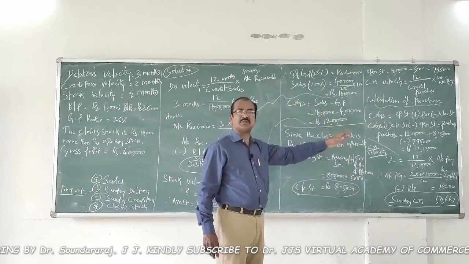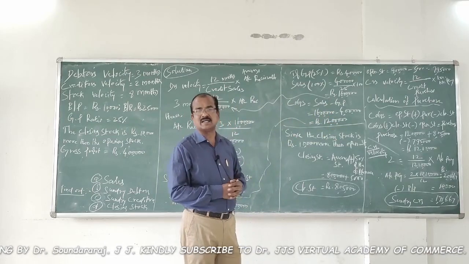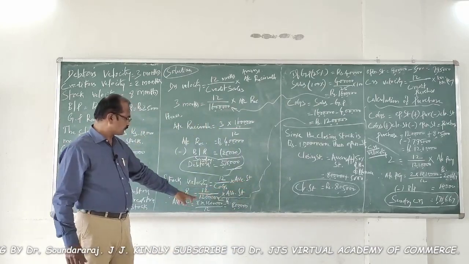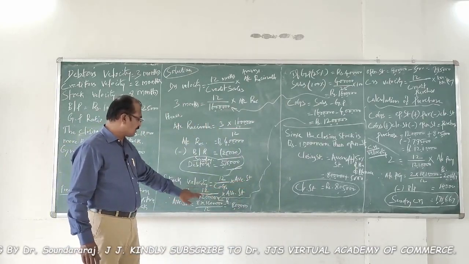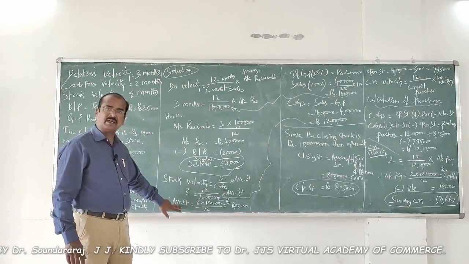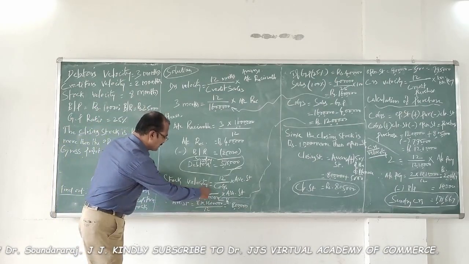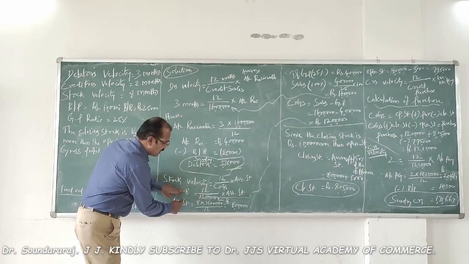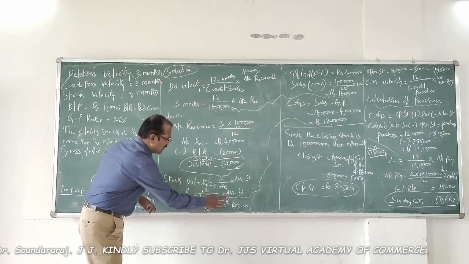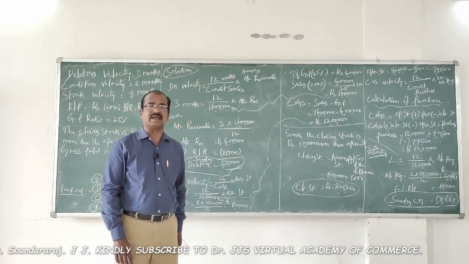So 16 lakh rupees minus 4 lakhs gross profit, which is given in the problem. What is the answer? 12 lakh rupees is the cost of goods sold. That is what I have made use of here. So 8 is equal to 12 divided by 12 lakhs into average stock. So mathematically it could be rewritten as average stock is equal to 8 into 12 lakhs, and the 12 will become the denominator here. So 8 into 12 lakhs divided by 12, the answer is 8 lakhs. So average stock in the problem is 8 lakhs.